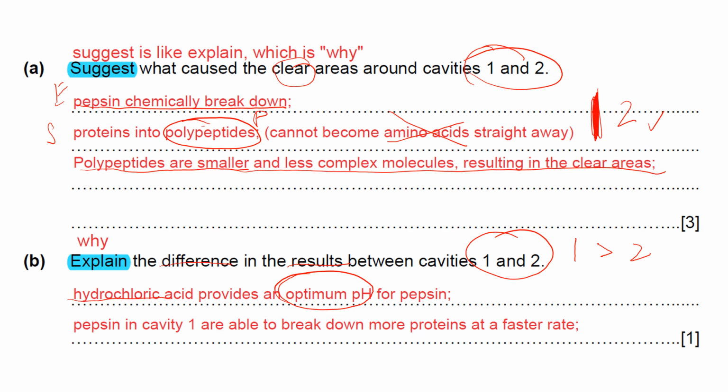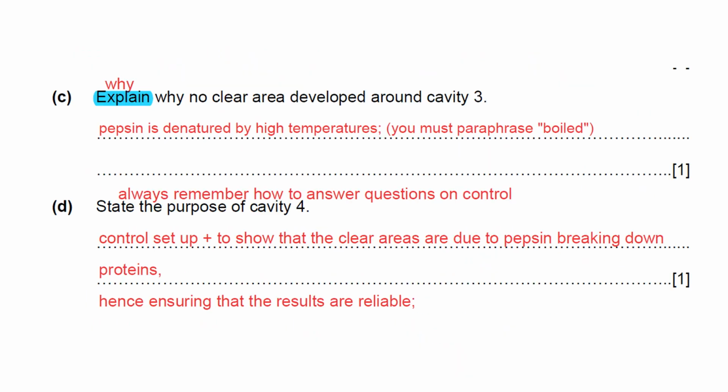And because pepsin can work so well in optimum pH under acidic condition, the one in cavity 1 can break down more proteins at a faster rate. And please remember to write to polypeptides. Always write the products, whether it's 1 mark, 2 marks, or 3 marks. I think this is the last part of the worksheet.